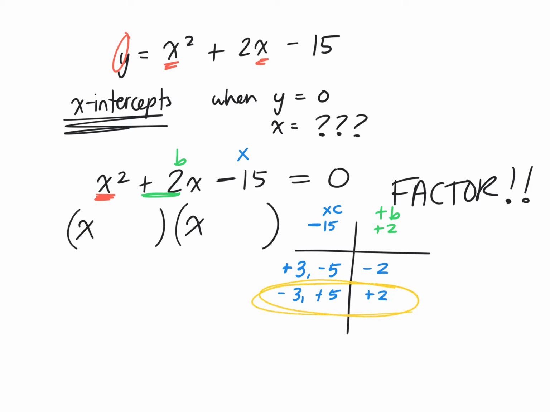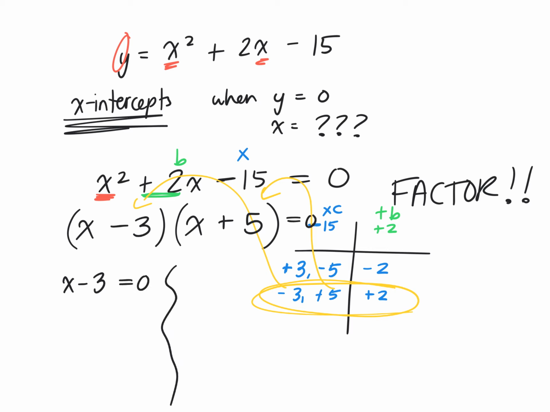So we're going to put those numbers here. So it's got to be negative 3 and positive 5. So it's going to be x take away 3 and x plus 5, right? Those are the two factors. Okay, well now we have x minus 3 equals 0, right? Both of these are equal to 0. And we have x plus 5 equals 0.